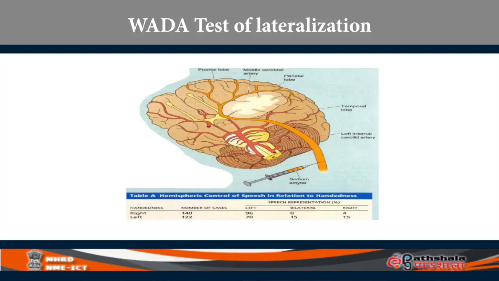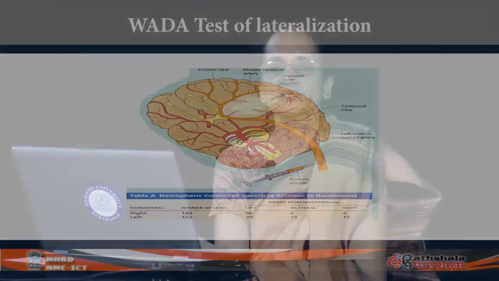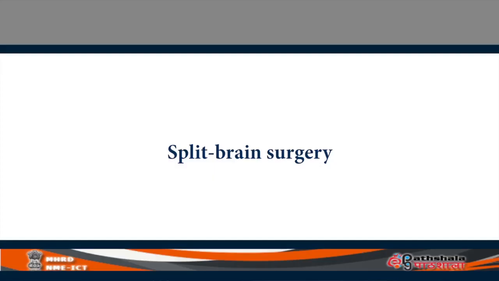So if this person on whom they are doing the WADA test is right-handed, if you observe the numbers at the bottom of the figure, you see that 96% of the people who are right-handed showed left dominance for language. On the other hand, if a person is left-handed, only 70% showed left hemispheric dominance, 15% showed bilateral involvement of both the hemispheres, another 15% right hemispheric dominance. So in the left-handers, language dominance is not very clear, but if you are right-handed, 96% of the time your left hemisphere manages all your language functions. That's how the WADA test showed language functions being lateralized to the left hemisphere.